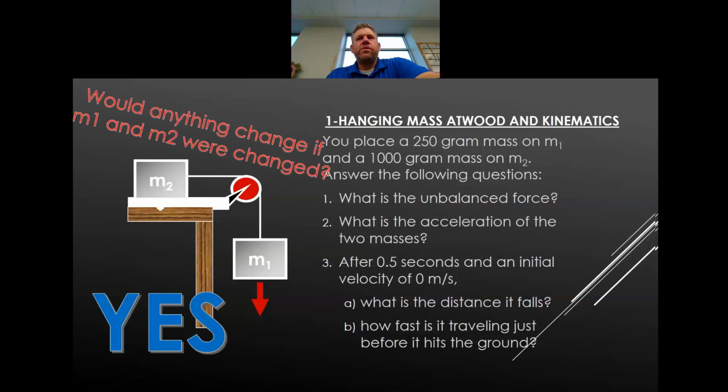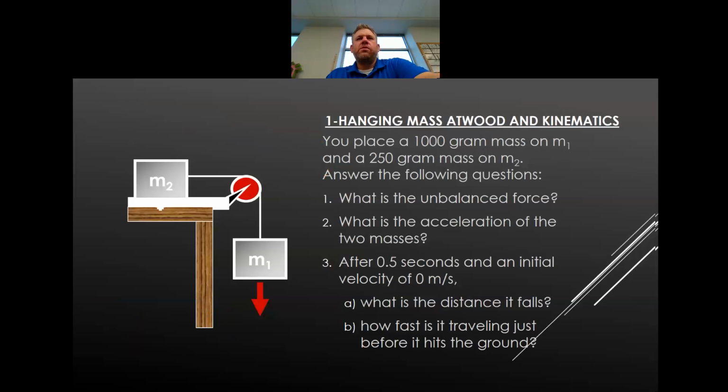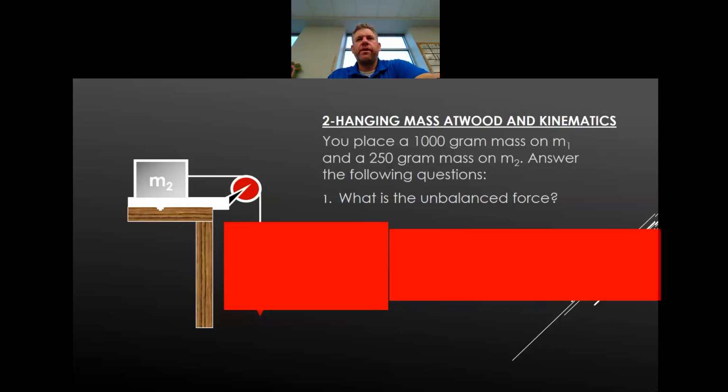So then we ask the question, would anything change if M1 and M2 were changed? Absolutely. Yes, absolutely. So try it out and see what changes. Go ahead, try it and run it.